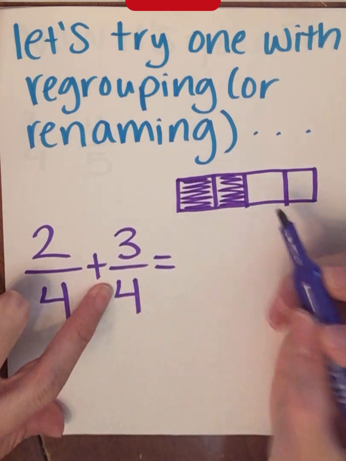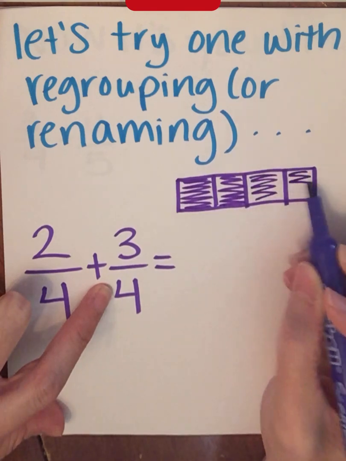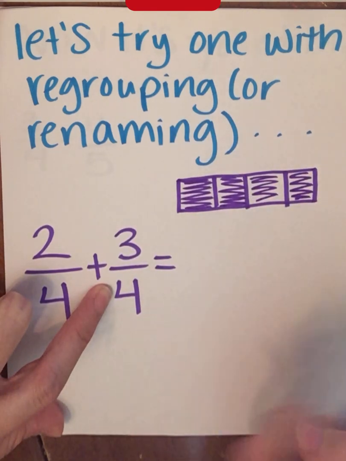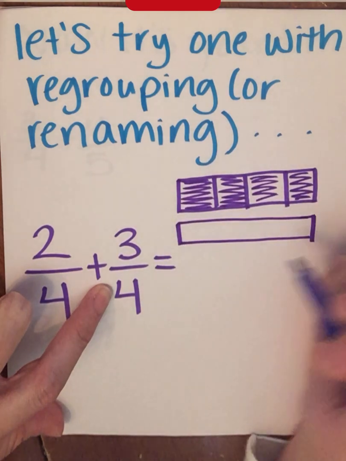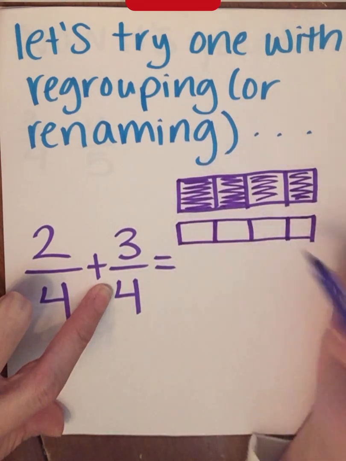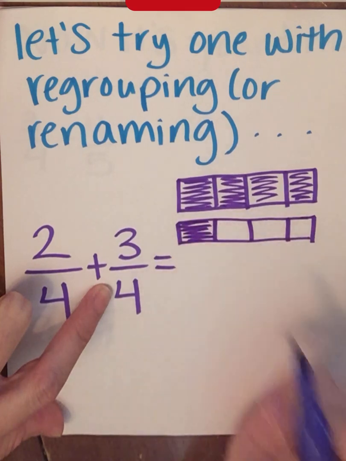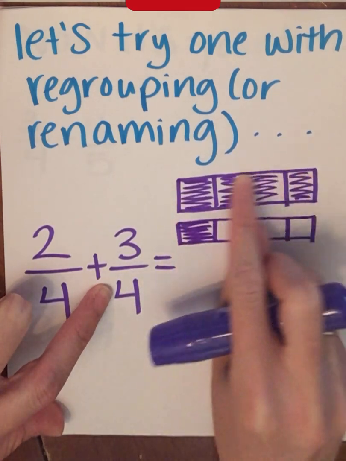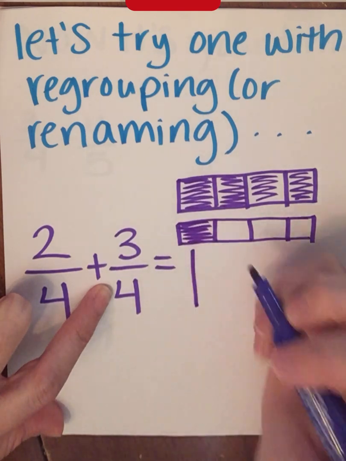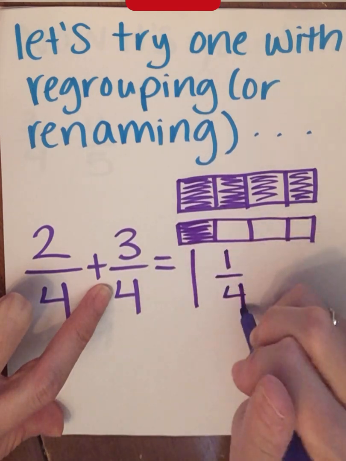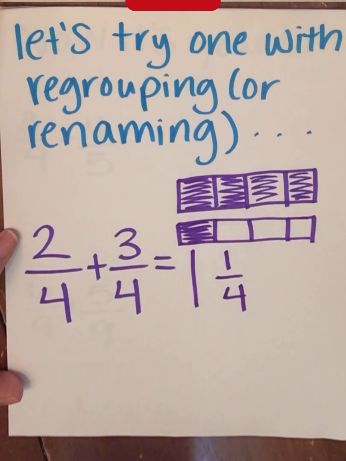So I'm actually going to shade 1, 2, and I don't have enough pieces here, so I'm going to need to add another model. And when I add another model here, I'll shade that 3rd piece. And so what this represents right here is one whole, and then I have 1 piece left over, which is 1/4, okay? Now, I can also do it this way, okay?